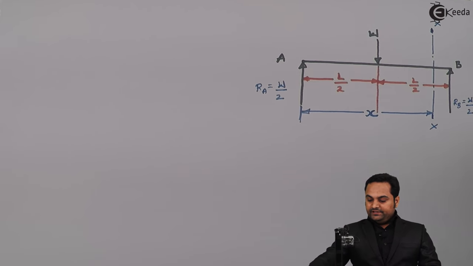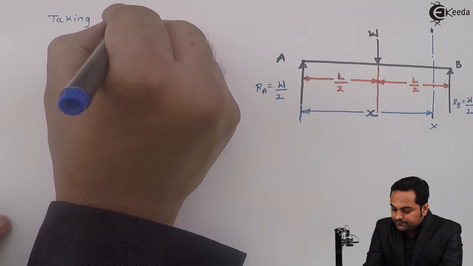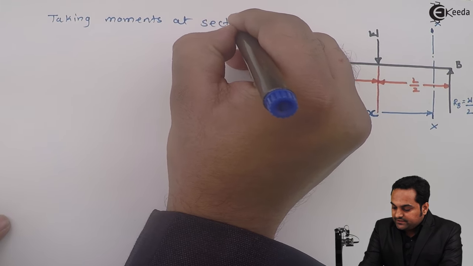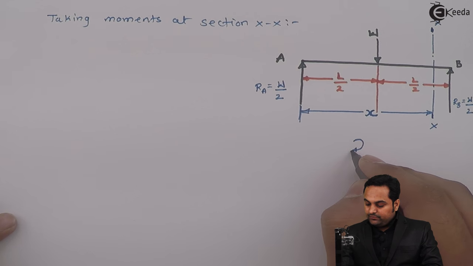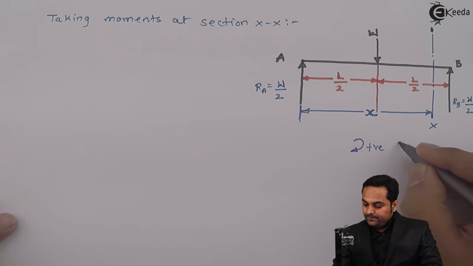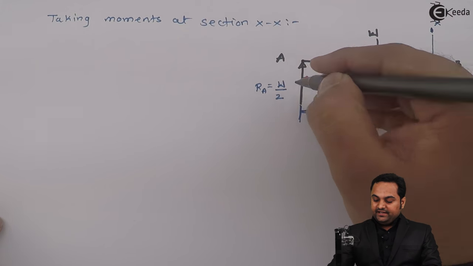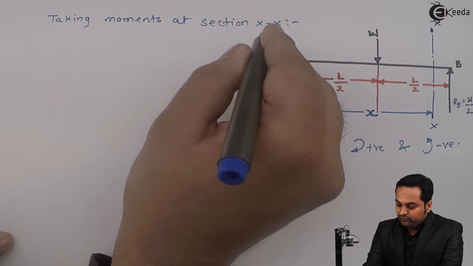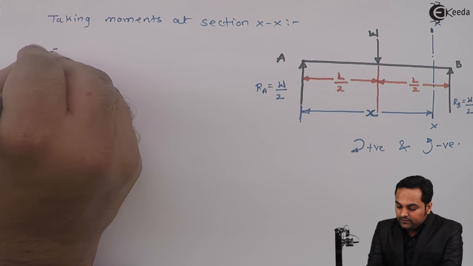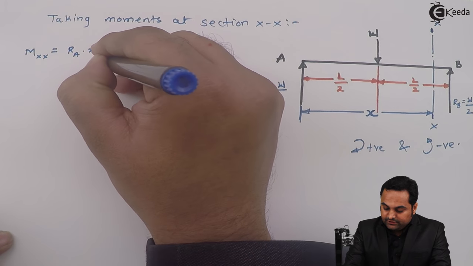The next thing would be, we would be taking the moments at this section. So after this, I'll say that taking moments at section X-X. Now, here when we are taking the moment, our consideration would be, while taking the sign, we will consider all clockwise moments as positive and anti-clockwise moments as negative. So here if I see this reaction at RA, it is acting upward. So when I take the moment, it comes in clockwise direction. So therefore, when I am taking the moments, moment at X-X is equal to RA into x. This is the first term.